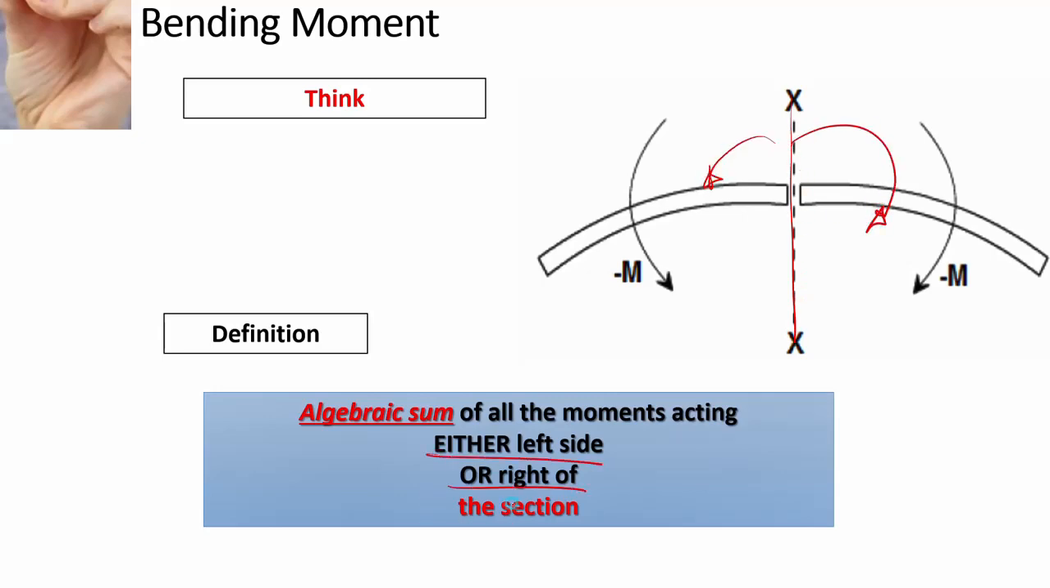That is your choice. Okay. Once again, algebraic sum of all the moments acting either right side or left side of the section. Next, here we got this algebraic sum. I have explained to you, algebraic sum means some sign conventions you have to use.